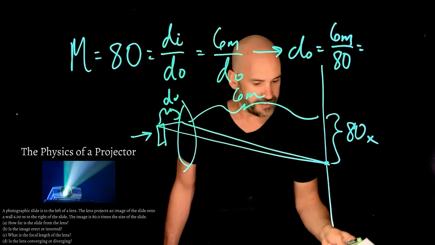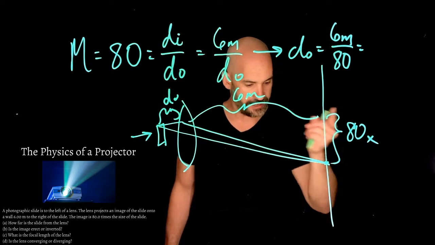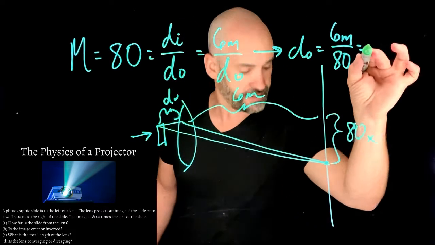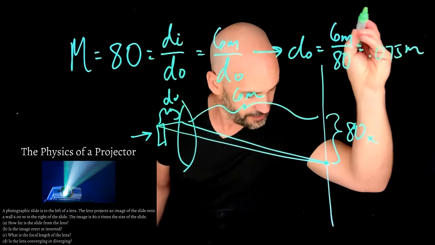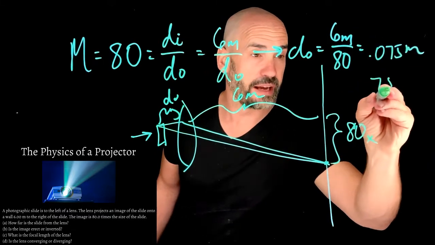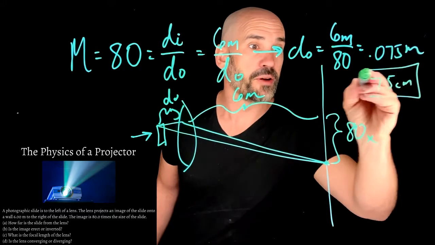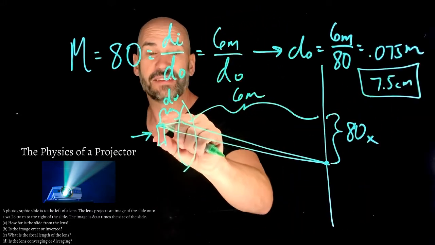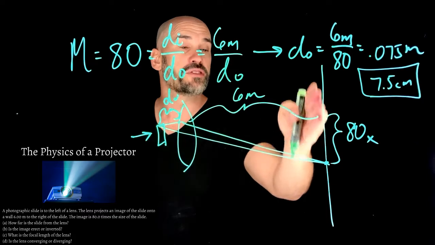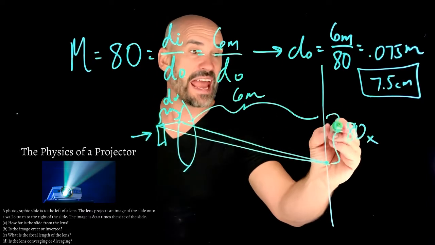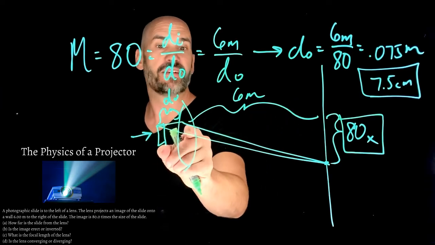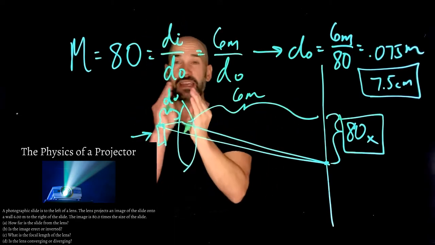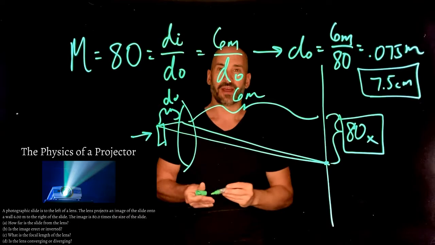And so 6 divided by 80 is 0.075 meters. In other words, 7.5 centimeters. So if you want to project a little slide 6 meters away from a screen and make it 80 times as big, then it must be only 7.5 centimeters away from the little lens inside the projector. Okay?